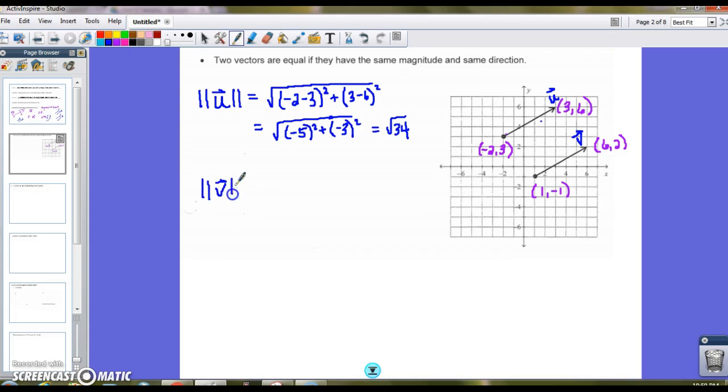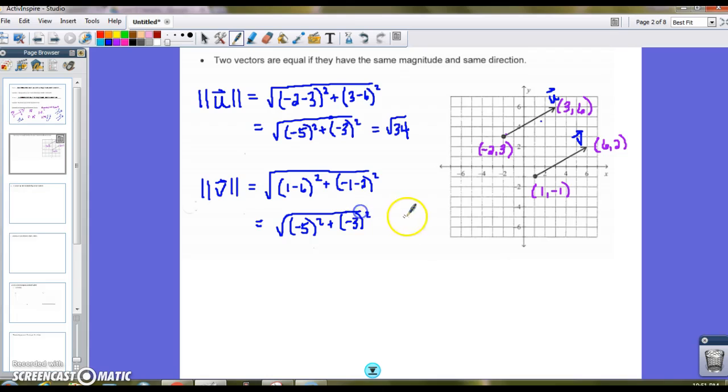If I found the length, or the magnitude, of vector V, I would have 1 minus 6 squared plus -1 minus 2 squared, which also gives me the square root of 34. So I've just proved that both of my vectors have the same magnitude. How do I prove that they have the same direction? Find the slope of each of them.